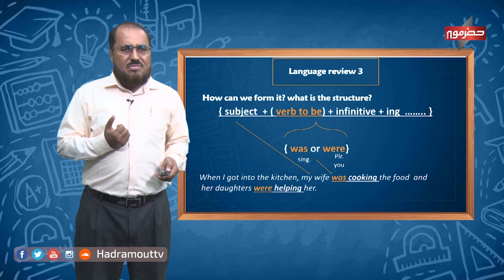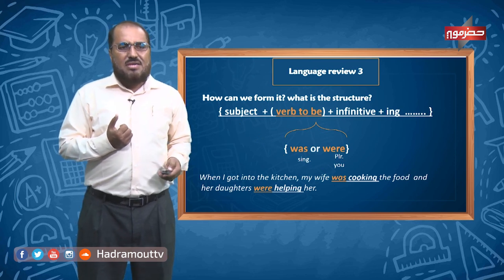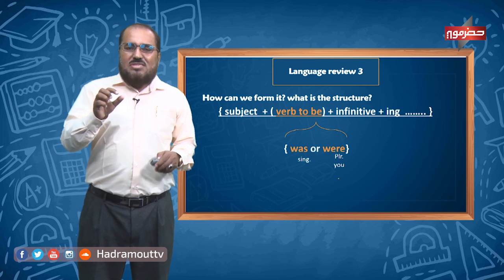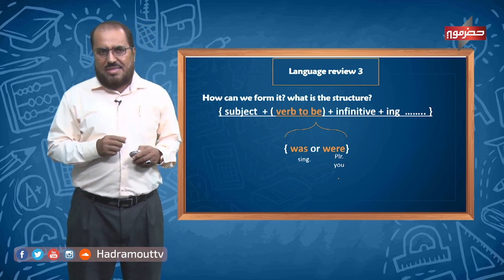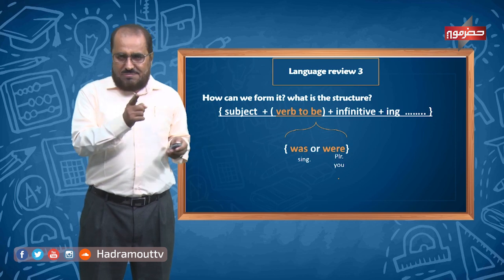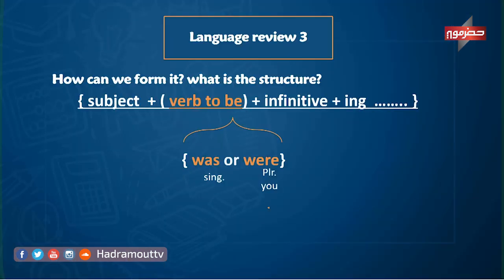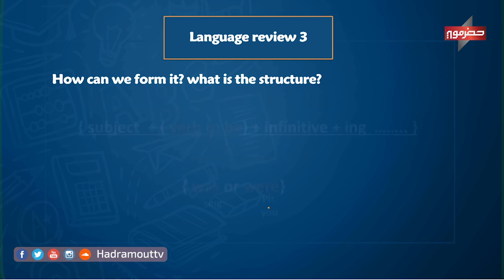Look here. Let's talk step by step about this. What's the structure of the past continuous? The structure starts with the subject, you see. You can see it now on the board. Then the verb to be in the past, it should be was or were. Then the first form of the verb with ing. Was can be used when we talk about a singular subject. Were can be used when we talk about a plural subject, or when we use the pronoun you, even with a singular. Okay. Now this is the example here.